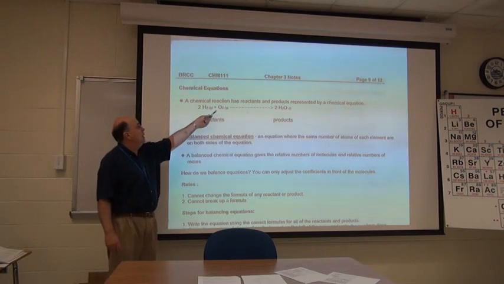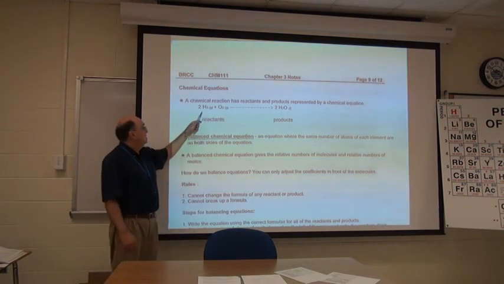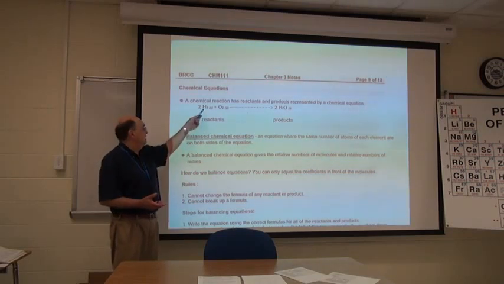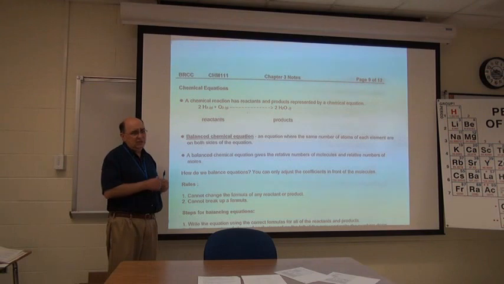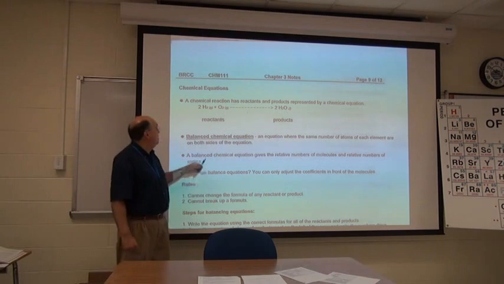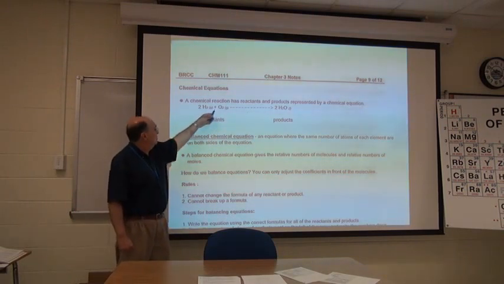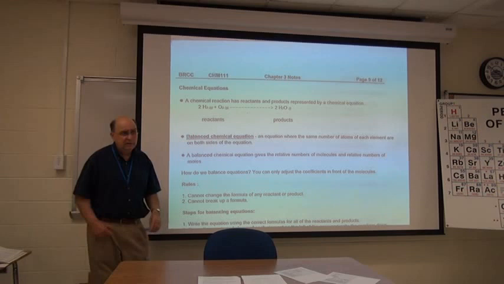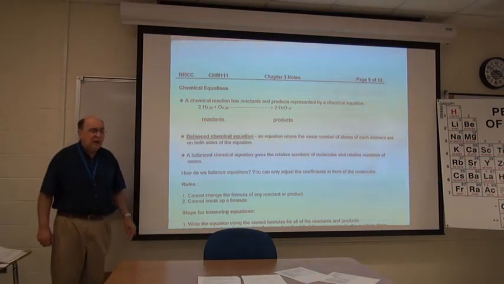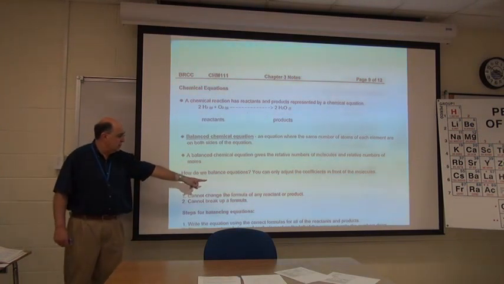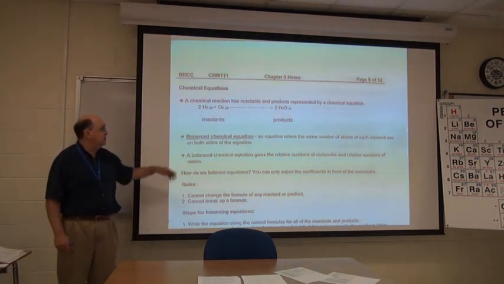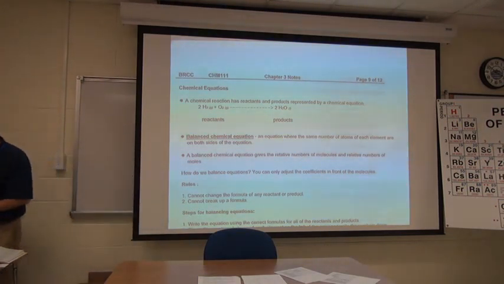Well, you can't break up a formula because H2 is a thing. So you can't just say, well, I need just one H, so I'll just make it an H. You can't do that. You can't change these. All you can do is put a number in front, and it's called a coefficient, okay? So you change the coefficients until it's balanced. So you cannot change the formula of any reactant or product. You can't break up a formula. All you can do is to add a coefficient.